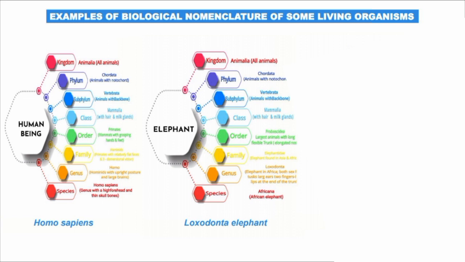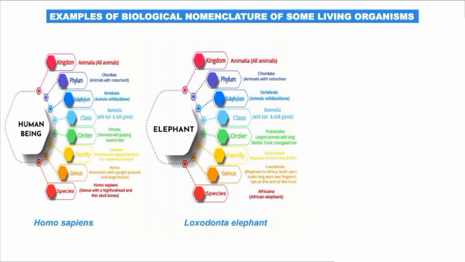And then the next one is genus. They belong to Loxodonta, the African elephant, elephant in Africa. Loxodonta are elephant in Africa that have both sexes with tusks, large ears, two fingers and lips at the end of the trunks. Then the next one is species. This is an African elephant, Africana. They belong to Africana. It's a species that is Africana. Africana elephant.